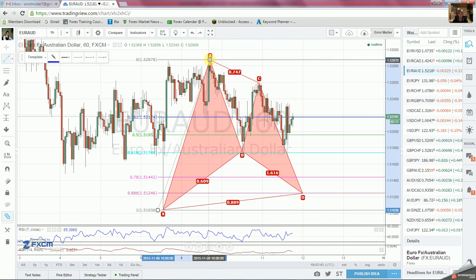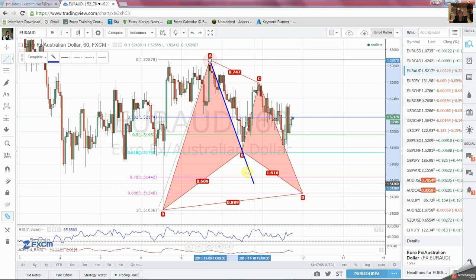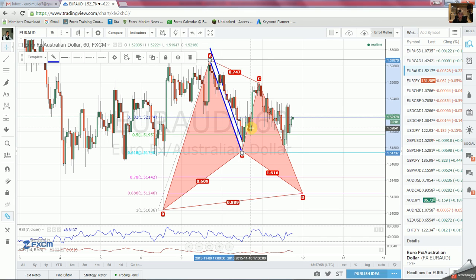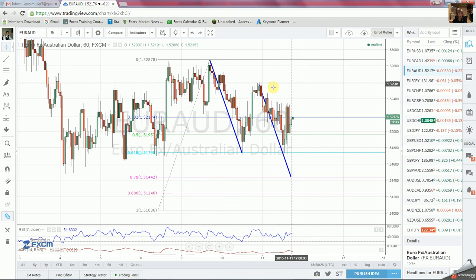So I think I might even see an ABCD pattern. If I draw in my line here, A to B, I'll copy that, paste it, take it down. It completes at the 78.6%. So it's not a perfect ABCD pattern. But what we want to do is, you don't want to get long at the 78.6%. Rather wait for that Bat pattern completion at the D leg, which is the 88.6%, and then look to get long.